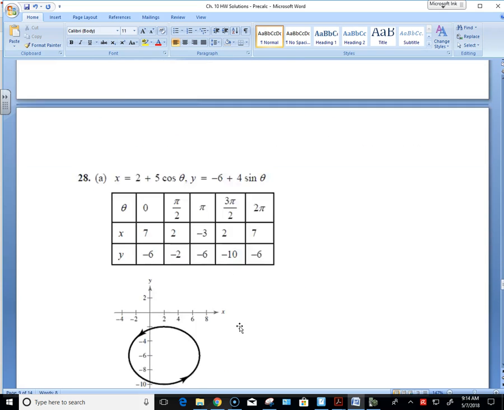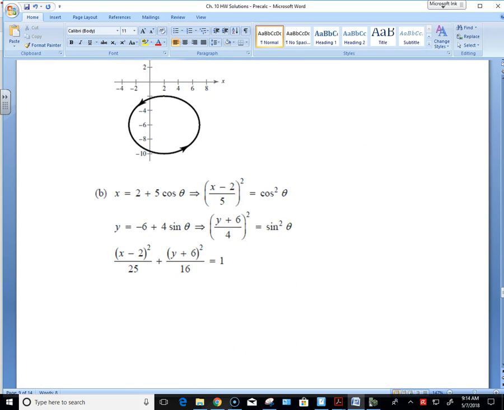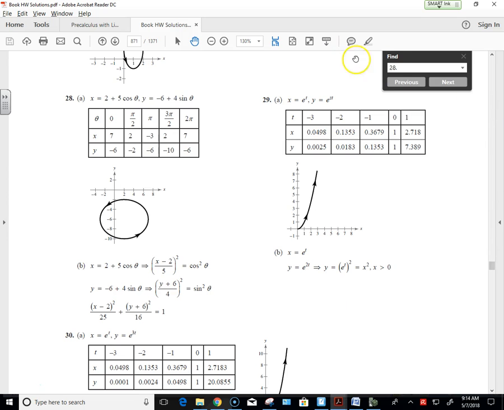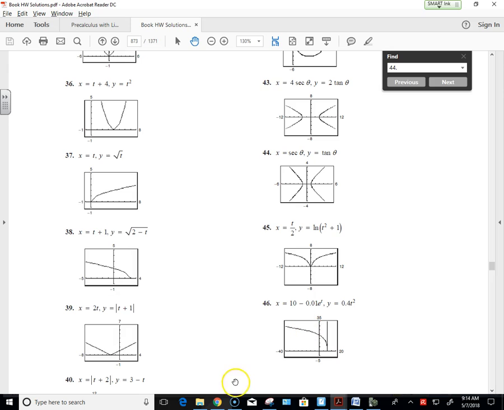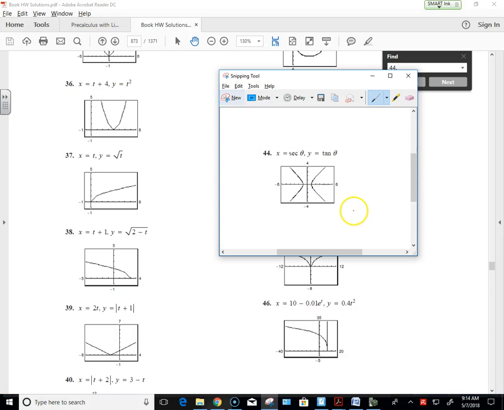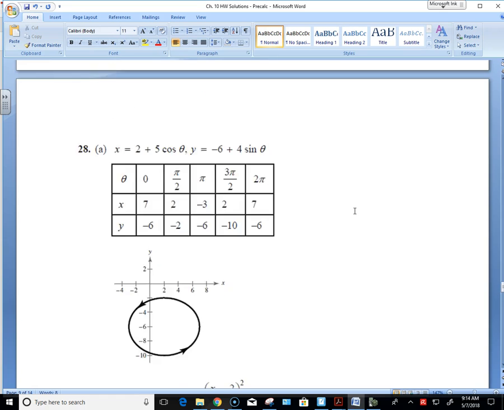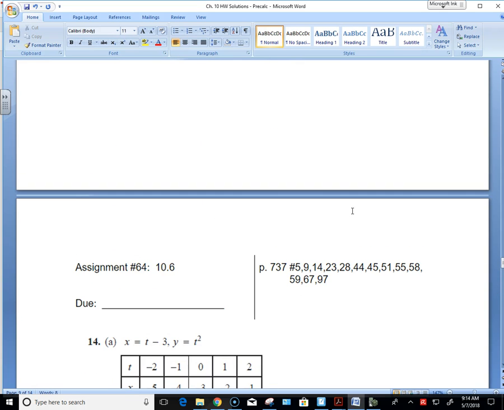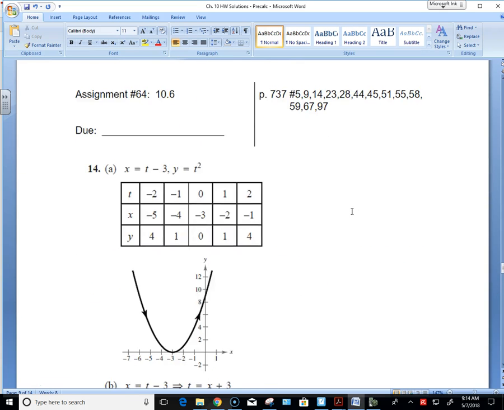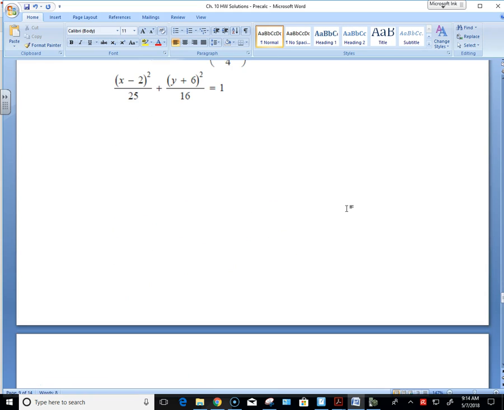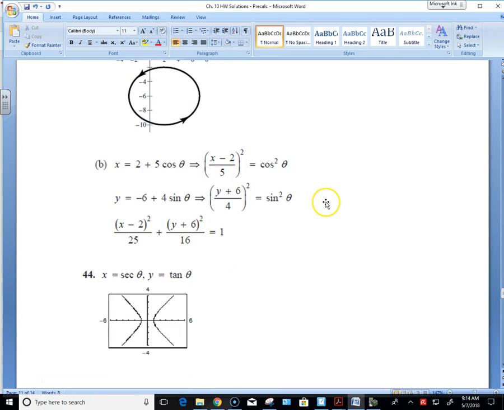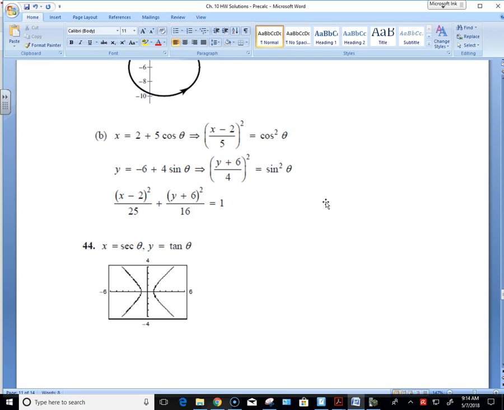Next one is number 44. I'll give you a couple more seconds on 28. Number 44 was a nice little one: just put it in your graphing calculator, play with your window, and try to figure out what's going on. A couple more seconds on the long one. 28 had some work to it. There's number 44.